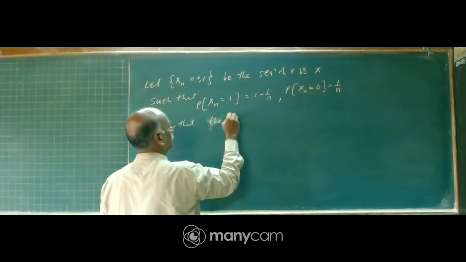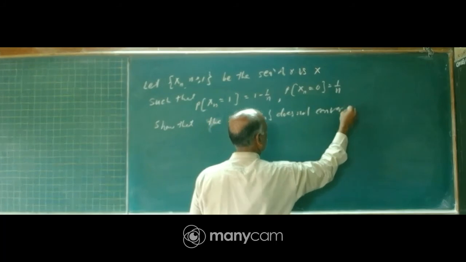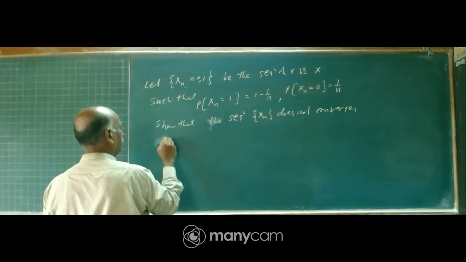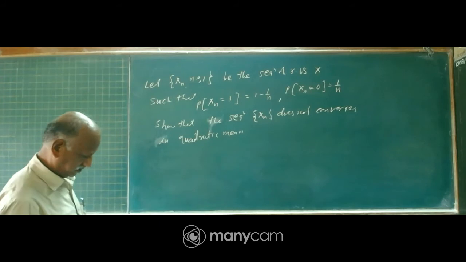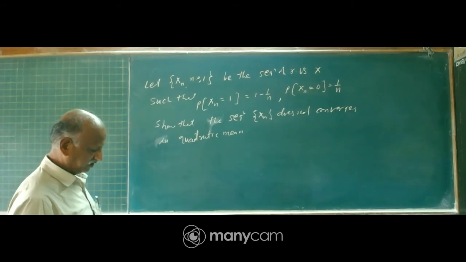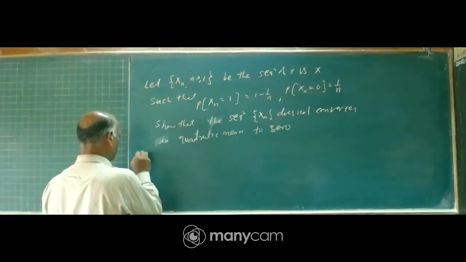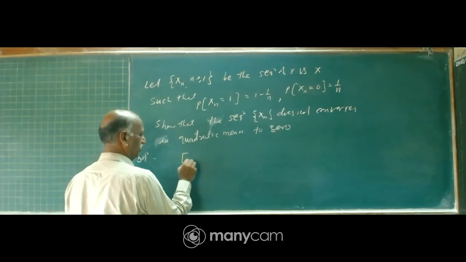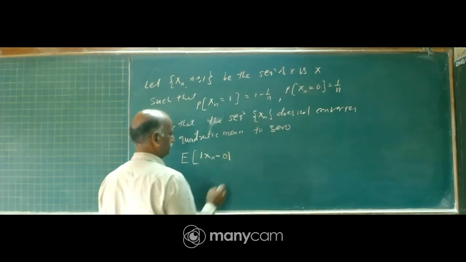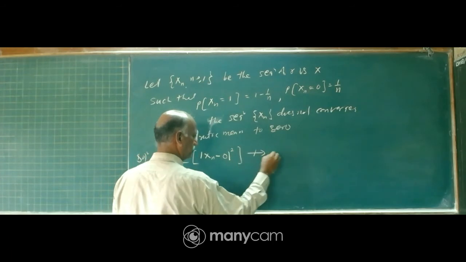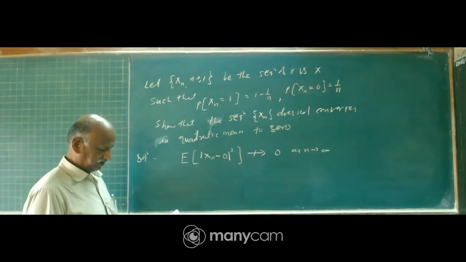The sequence Xn does not converge in quadratic mean to 0. That is the solution. What we have to show is that the expected value of modulus of Xn minus 0, raised to 2, does not converge to 0 as n tends to infinity.